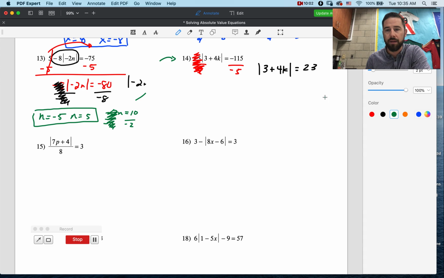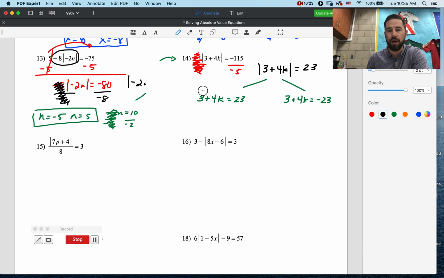23. Okay, now the absolute value is by himself. You can see that. So we're going to split them up, one over here, one over here, and we write what's inside: 3 plus 4k equals 23, and 3 plus 4k equals negative 23. This one I think we're going to get a fraction.